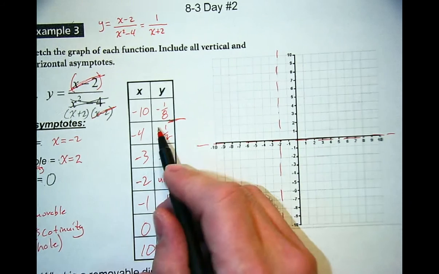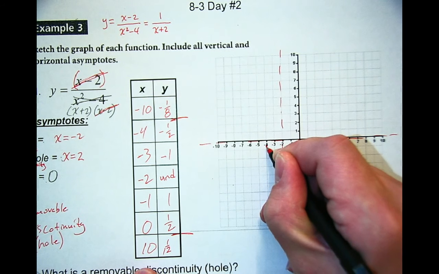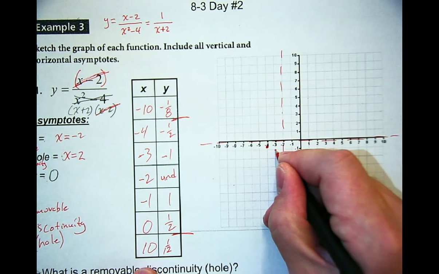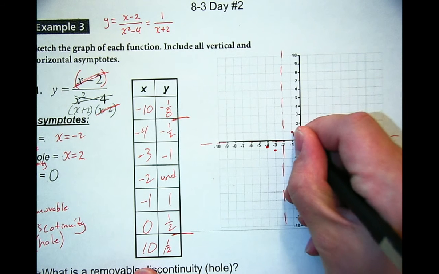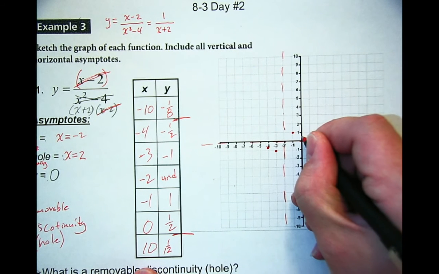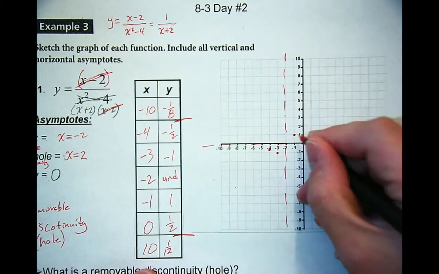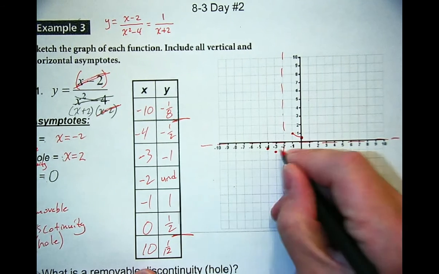Graph our points. Negative 4, negative 1/2. Boom. Negative 3, negative 1. Boom. Negative 1, 1. Boom. And 0, 1/2. Boom. And now, it really is tough to see there. Like, you're like, oh, what? My graph's just this?